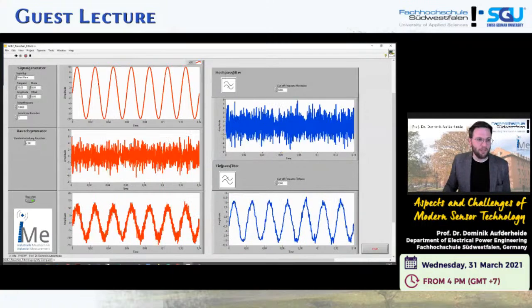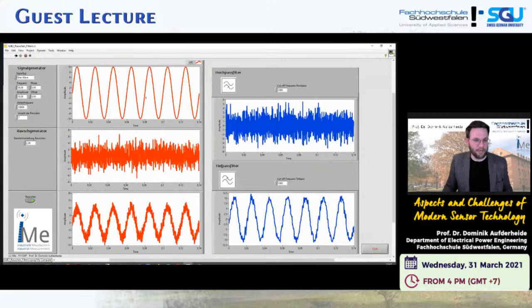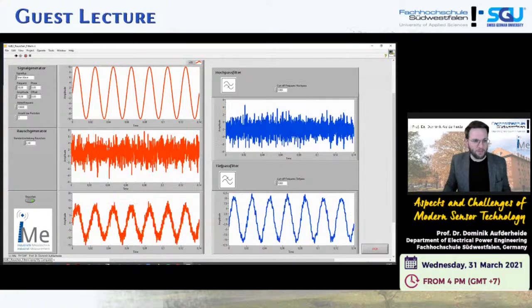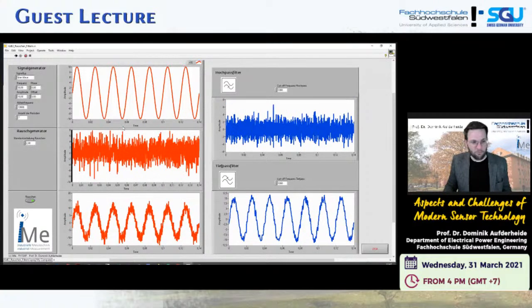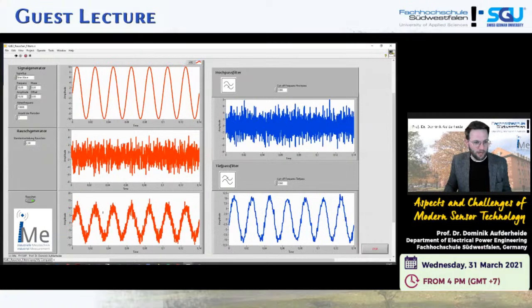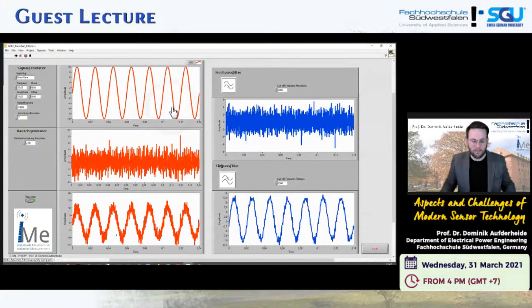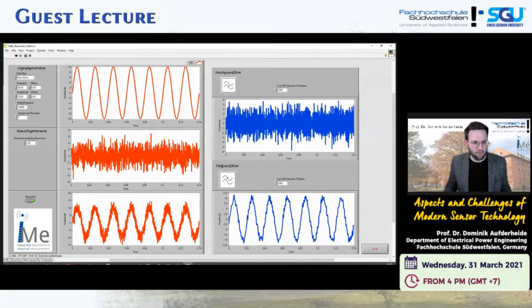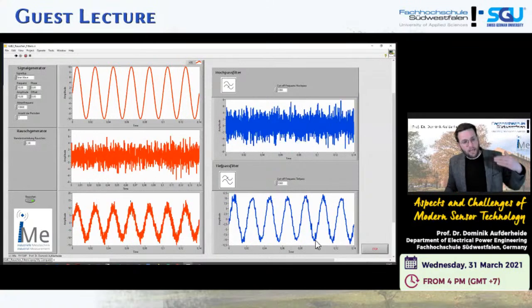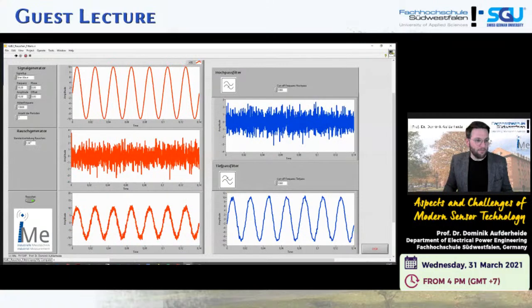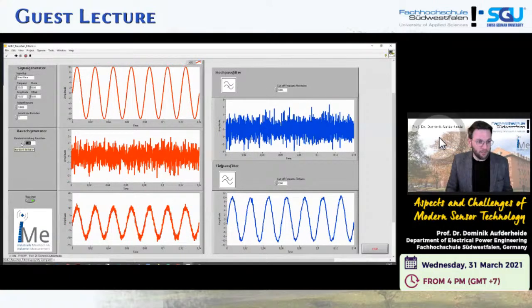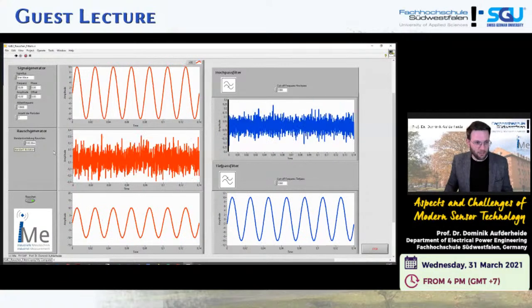And as you see, this would be the ideal sensor reading here on top, and this would be the noise added. So the final sensor reading would not look like this. It would look like this. You see that you have some noise going on. And of course, the level of noise could be different. In the ideal case, it's very small. Here with this, I can add or change the level of noise.